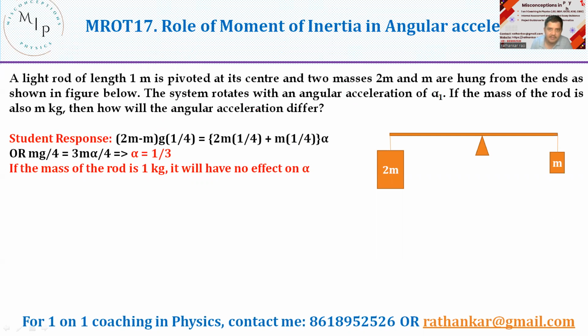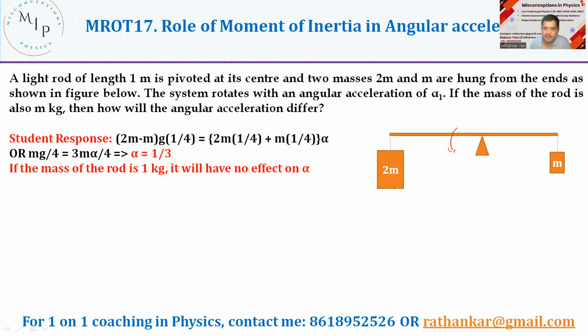The system rotates with an angular acceleration of alpha 1. And if the mass of the rod is also m kg, then how will the angular acceleration differ? Initially he does an experiment by taking a light rod and attaching two masses, 2m and m. Now what do you think the system will do? The system will start rotating like this.